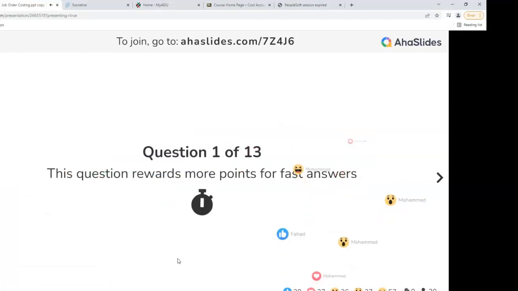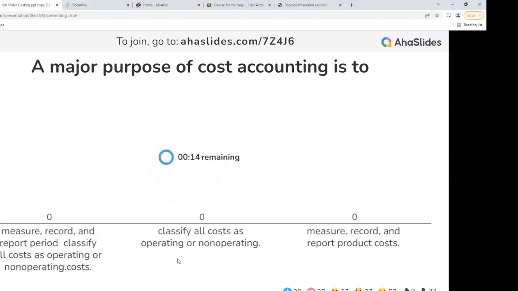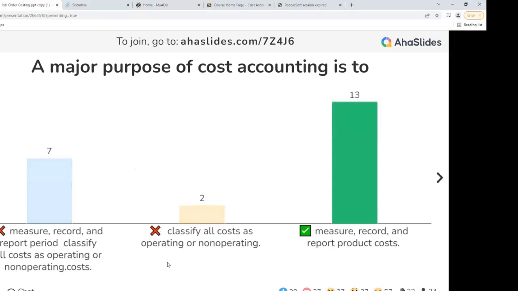All right, first quiz question. The major purpose of cost accounting is to, I'm talking too loud because I think I'm talking to Elaine. Am I talking too loud? Is to what? Measure, record, and report period costs? Classify all costs as operating and non-operating? Measure, report product costs. Right. No, we don't measure period costs. That's why I showed you the separation, the office from the shop floor. So it's product costs.